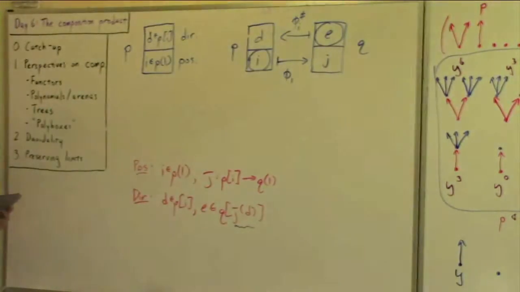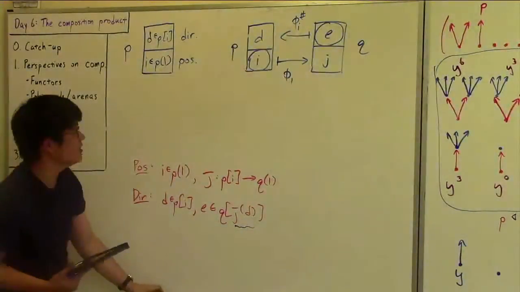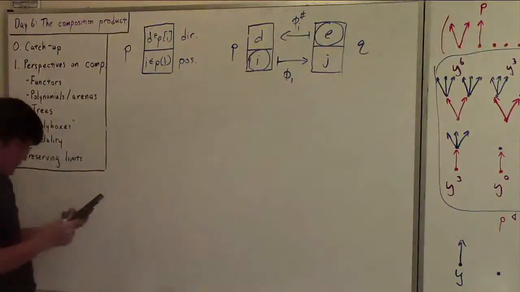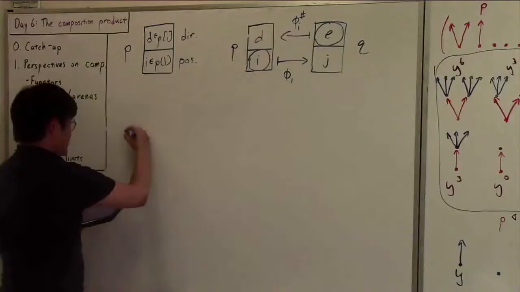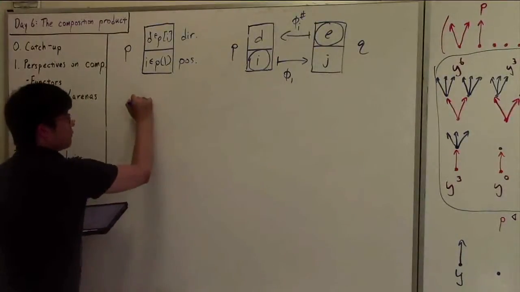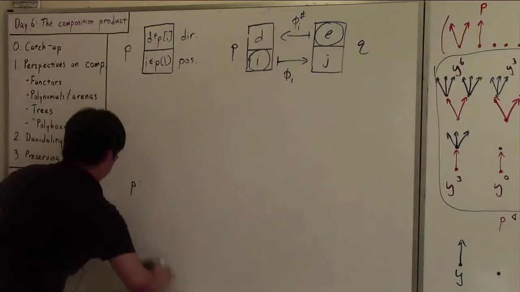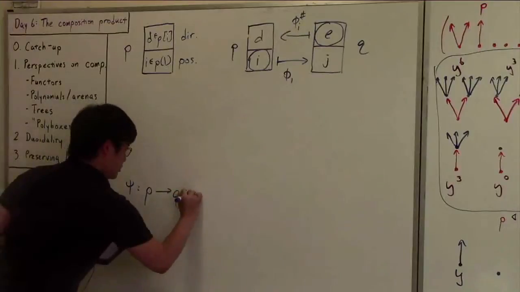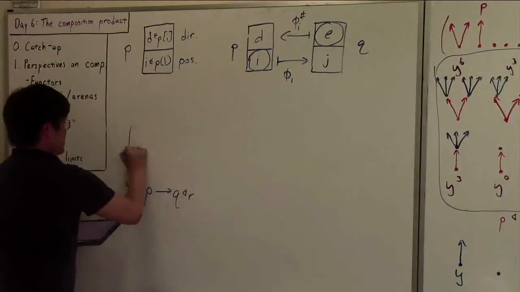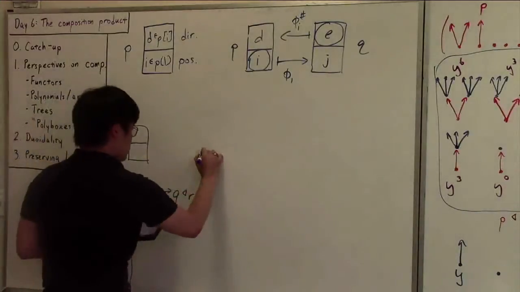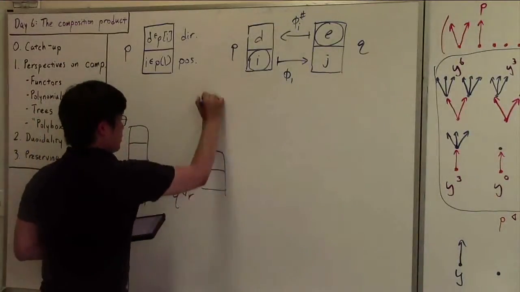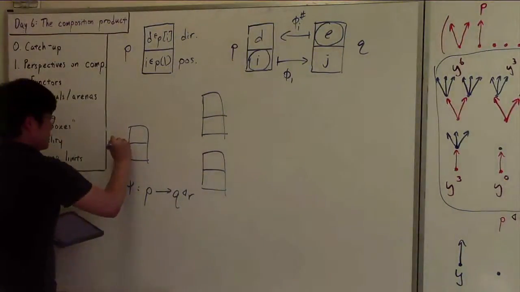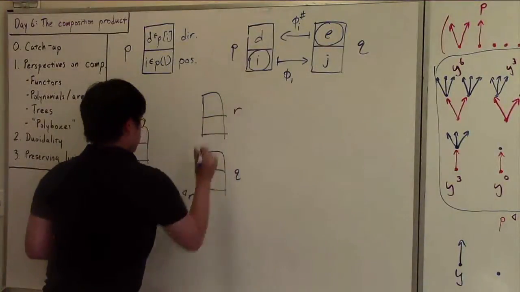And this actually makes it really easy to talk about a certain kind of map into one of our composites. So if, instead of this, we had a map psi from P to Q composed with R, we could write this like so. See, this is P, this is Q, this is R.